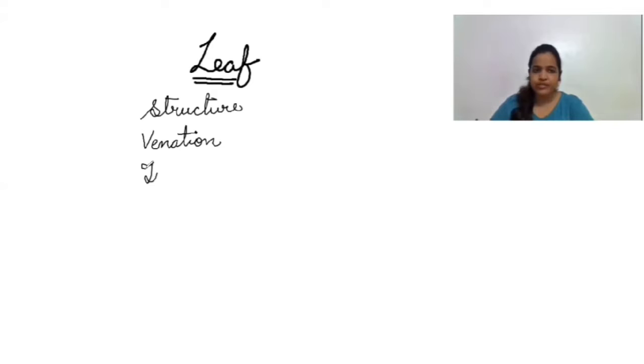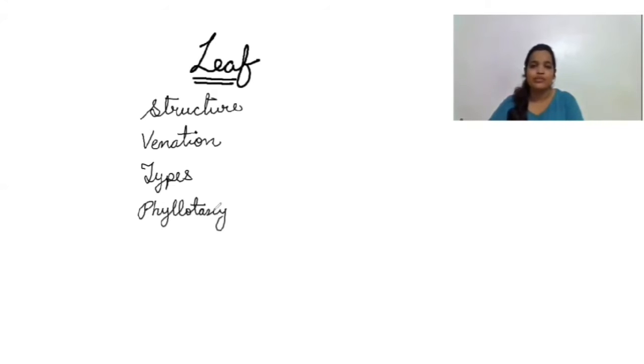These are very small topics with one or two examples each. That's all guys. Then after types we have the next one, that is phyllotaxy. One of my favorite topics of leaves, phyllotaxy. And the last one we have, which we have been studying for roots and stems also, modification.